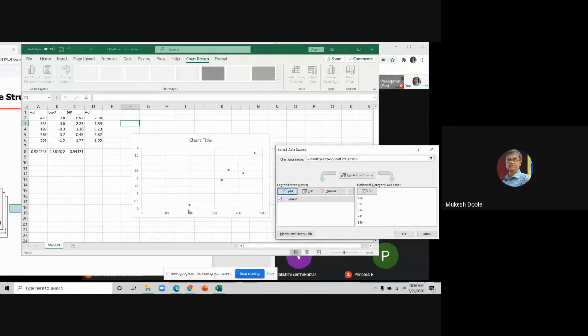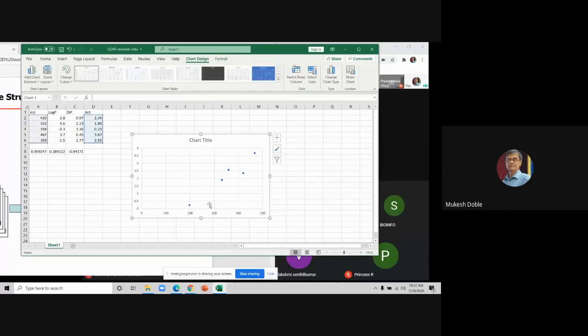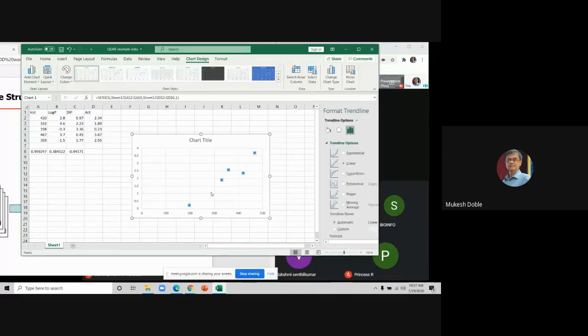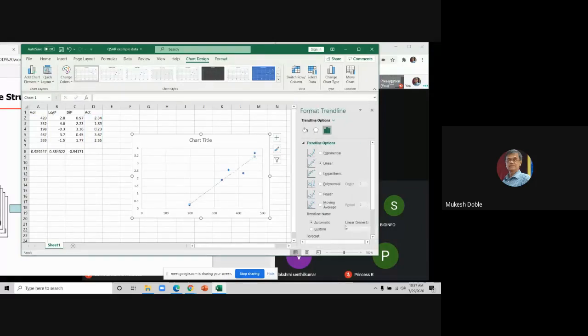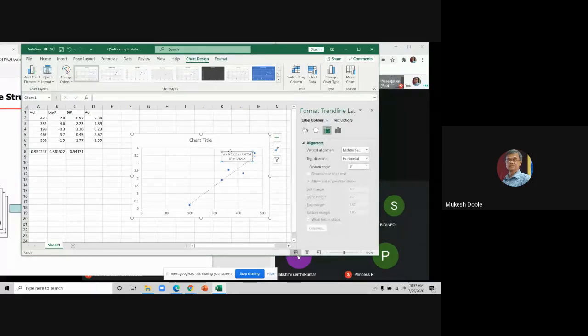So you can see here, as the volume increases, activity increases. Very good correlation. We can draw a straight line. It's called add trend line. Display equation on chart, display R square. Okay, so it's added a straight line.